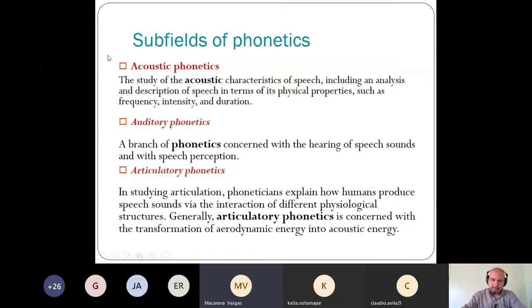Acoustic phonetics. The study of the acoustic characteristic of speech, including an analysis and description of speech in terms of its physical properties, such as frequency, intensity, and duration.